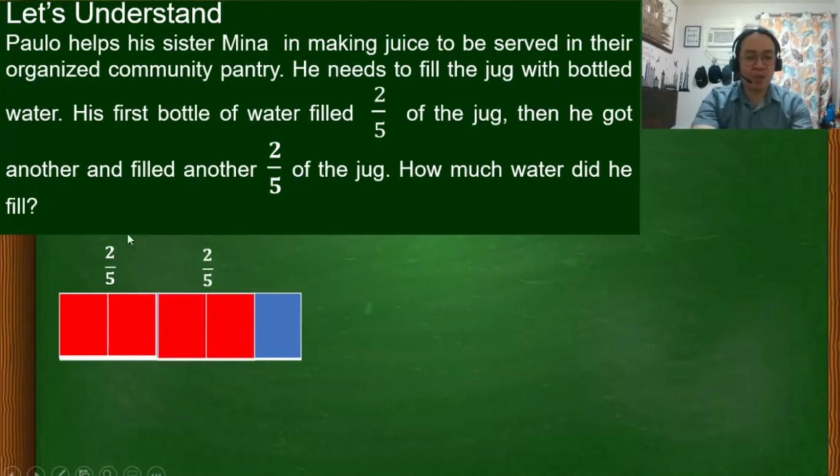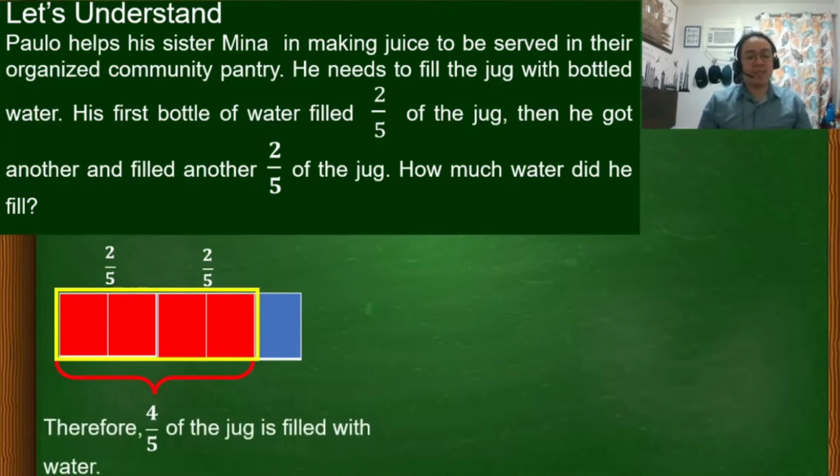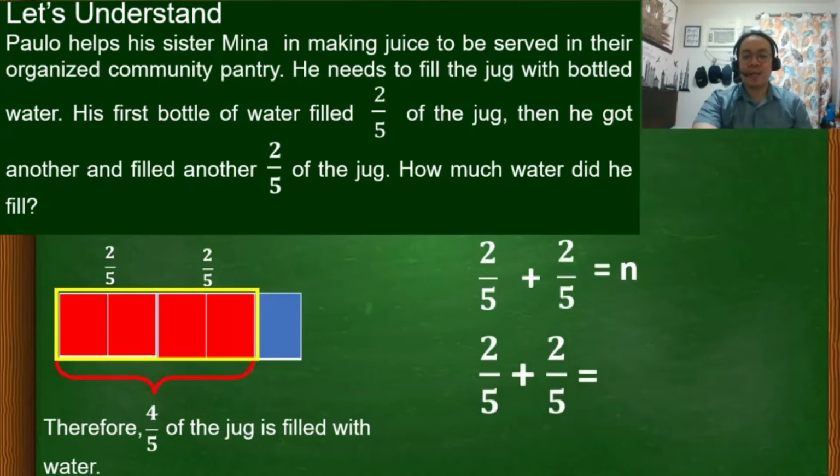Upon the illustration, you can easily find out how much water Paulo filled in the jug. Bibilangin mo siya, ilang parts ba yung na-fill niya sa jug? So, meron tayong 4/5. Di ba? Therefore, 4/5 of the jug is filled with water. We can also write this equation simply as 2/5 plus 2/5 equals n. As you can observe, we are operating on similar fractions kasi magkapareho ang kanilang denominator.